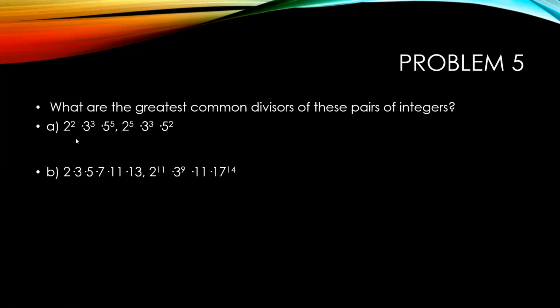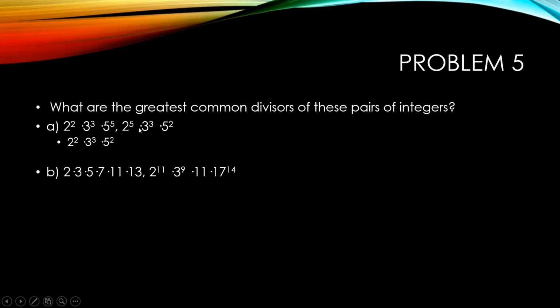How about for 3? Since the exponents are equal, it's just 3 cubed. How about 5? We have 5 and 2, so we're going to consider 5 squared. So the result will be 2 squared, 3 cubed, 5 squared. This is the result of the greatest common divisor. When you evaluate this, that will be the common divisor of these two given numbers.